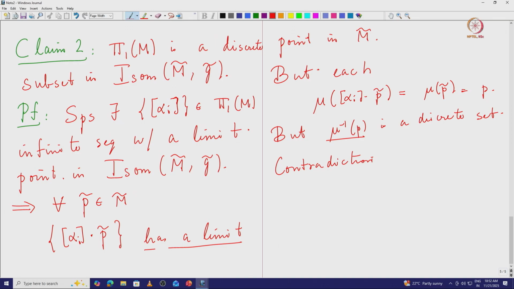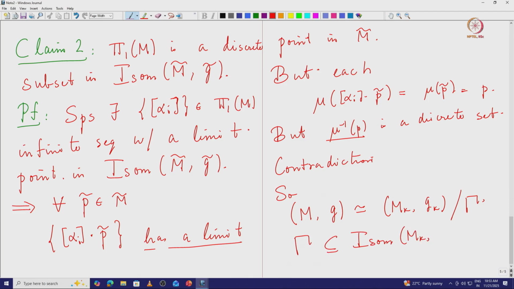Alright, so this basically proves the corollary. The upshot is that (M, g) is actually isometric to the quotient of the model space by a discrete subgroup of the isometry group, and in fact the proof shows that this discrete subgroup is isomorphic to the fundamental group of M. Okay. So this proves the corollary.